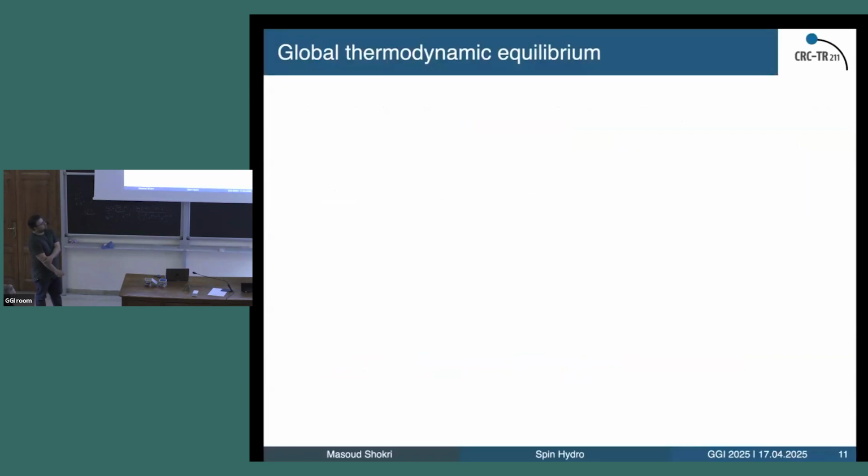Let's move on and just remind a few things about global thermodynamic equilibrium. I'm just saying this to clarify some notations. First of all, all the Killing vectors that are in this particular space-time of interest, we can combine them with these guys. And what are these guys? These are the intensive parameters of the environment, which will be equal to the intensive parameters of the fluid or of the body when it is in global thermodynamic equilibrium.